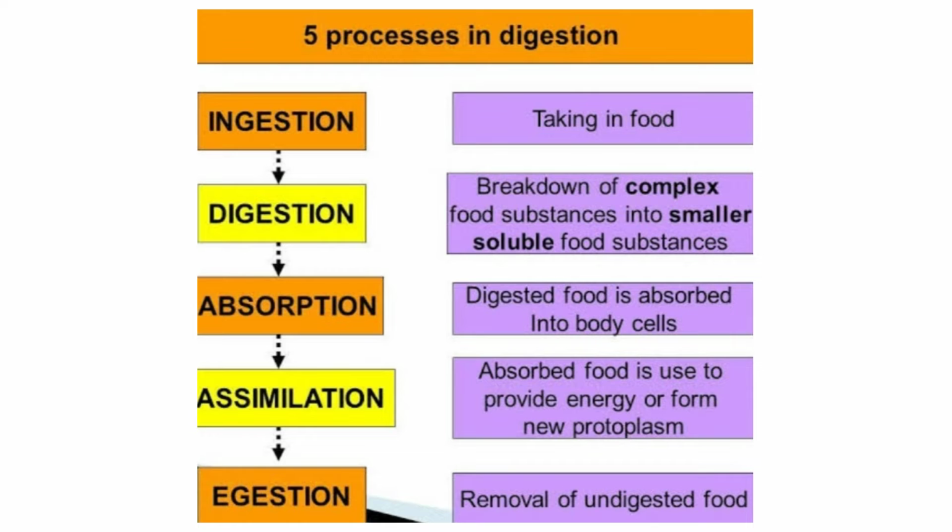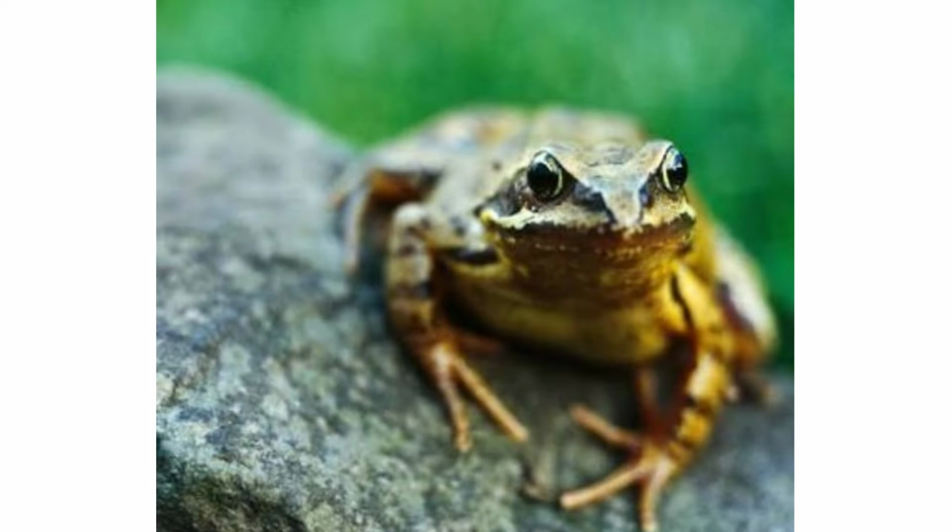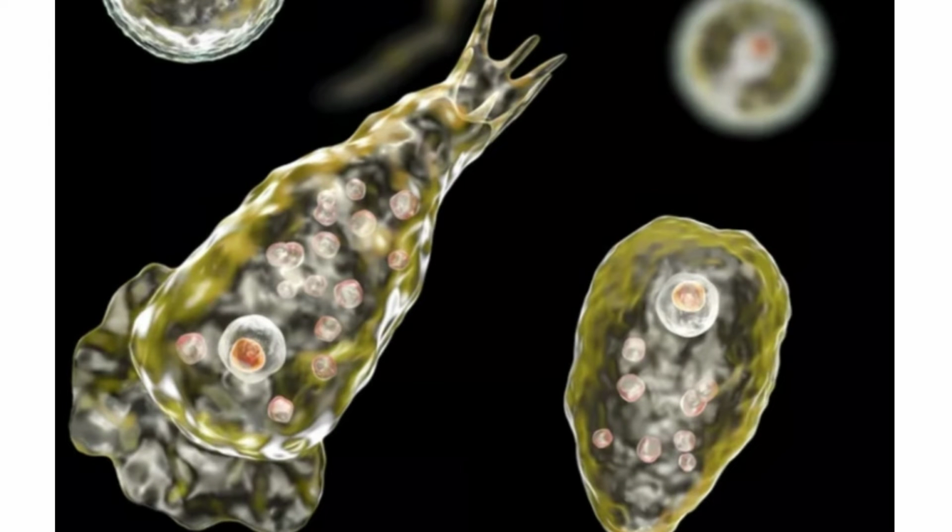This is a type of heterotrophic nutrition in which organisms take complex food materials into the body by the process of ingestion, and the ingested food is digested and then absorbed into the body cells of the organisms. Here are the examples: frog, amoeba, and human beings are examples of holozoic nutrition, and they take food as a whole.